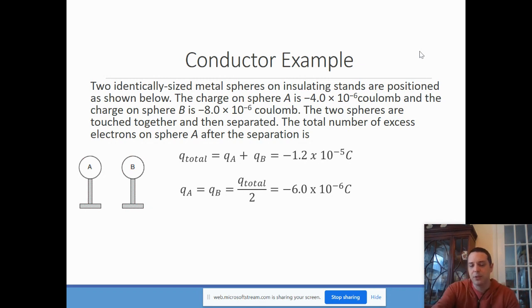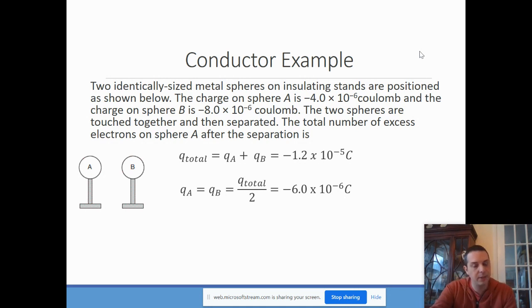Although this example is quite straightforward, you could do this with numbers that don't exactly line up as neatly as 4 and 8 having 6 as the midpoint. But if you have two identical spheres, the midpoint between the two charges will always represent what is left over in the end. So now that we know how much charge is there on sphere A, I want to figure out how many electrons are on sphere A after the separation.